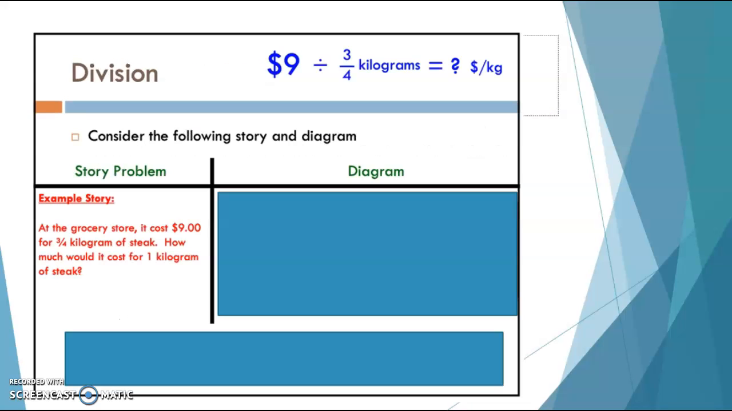Okay, let's put it into motion. $9 divided by 3/4 kilograms equals, so here's the story problem. At the grocery store, it costs $9 for 3/4 kilogram of steak. How much would it cost for 1 kilogram of steak? Hit pause, pencil to paper, illustrate your diagram.